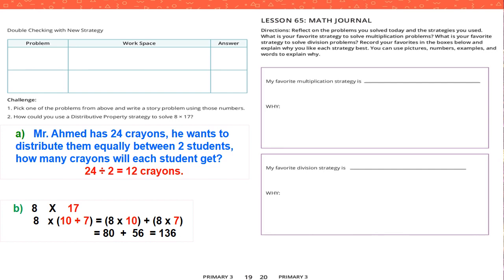Here our math journal. It's about the strategies we used. Which multiplication strategy do you prefer? Associative property or distributive property? Which division strategy would you like to use also? To convert it into multiplication and solve, or to solve as division? It's for you. You can write what you prefer.